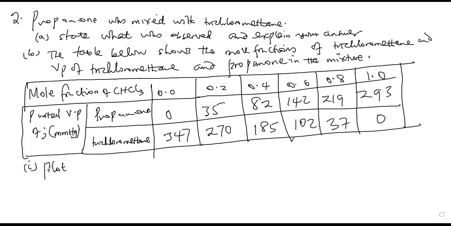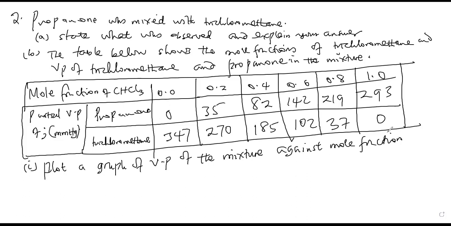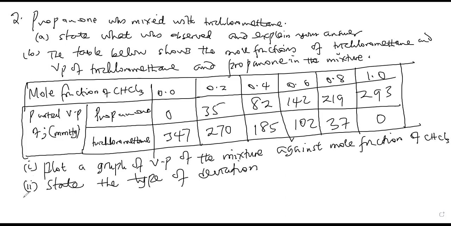One, we shall plot a graph of vapor pressure of the mixture against mole fraction of trichloromethane, with the formula CHCl3. 2, state the type of deviation. 3, explain your answer.